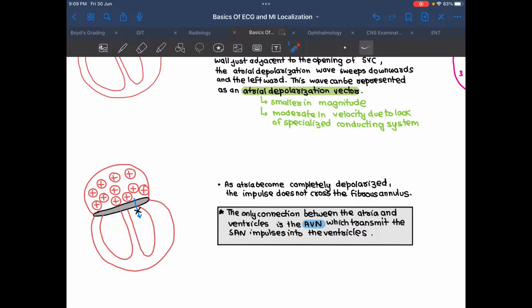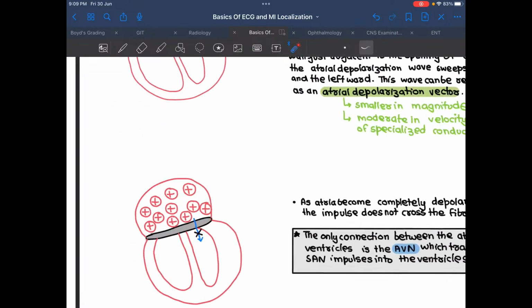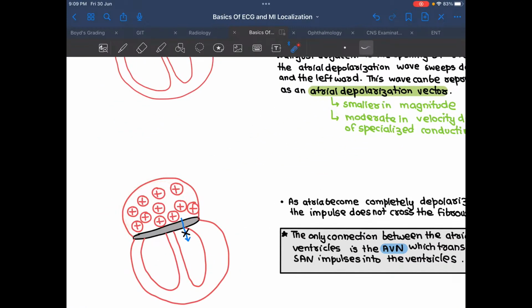Now the only connection between the atria and the ventricles is the AV node, which is going to transmit the SA nodal impulses into the ventricles. But just remember one more thing, guys. As you know, the atria is a syncytium on its own.